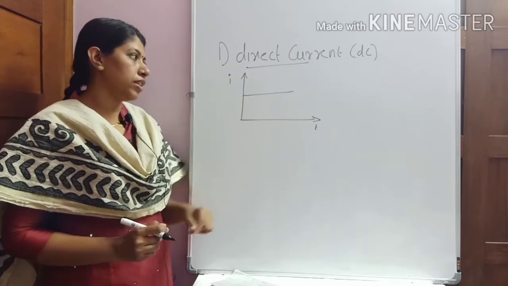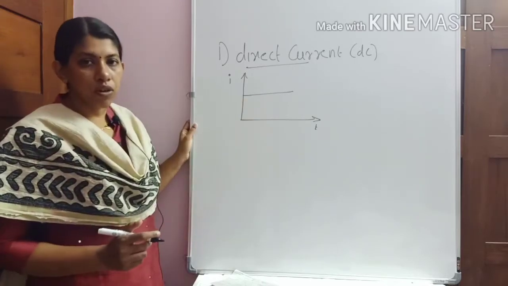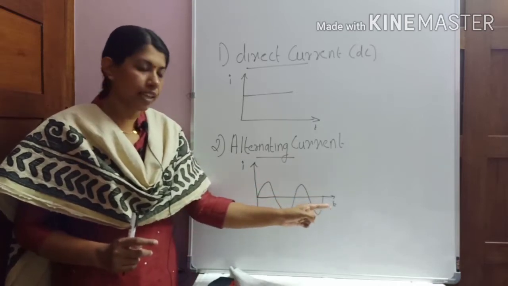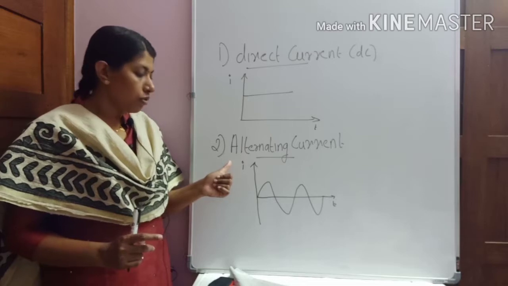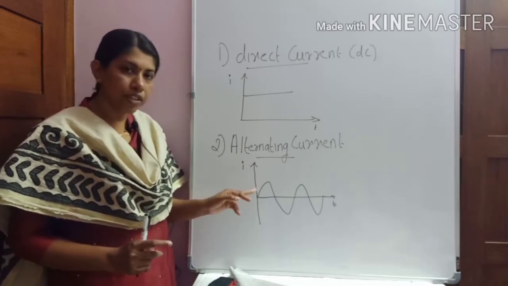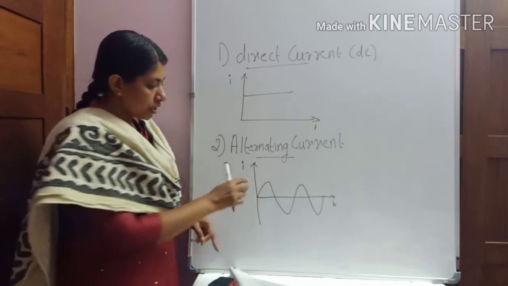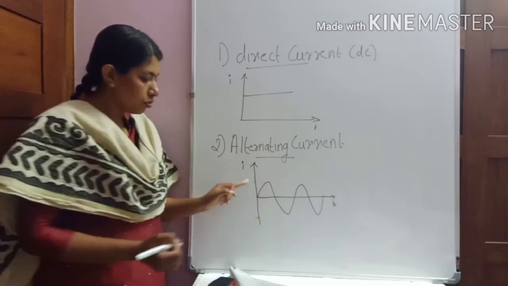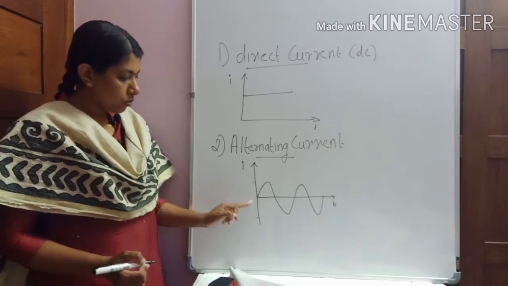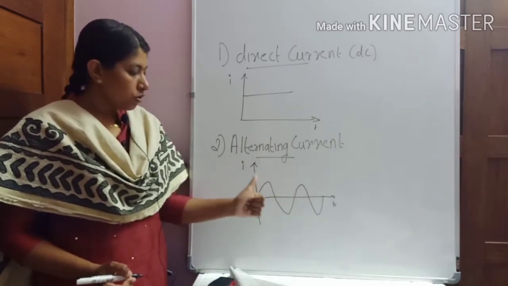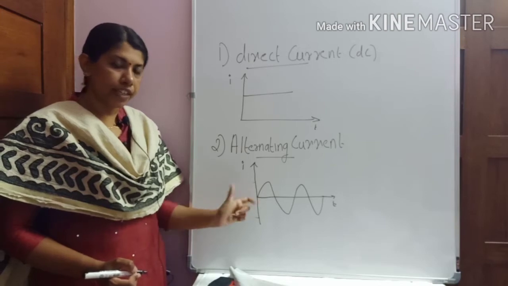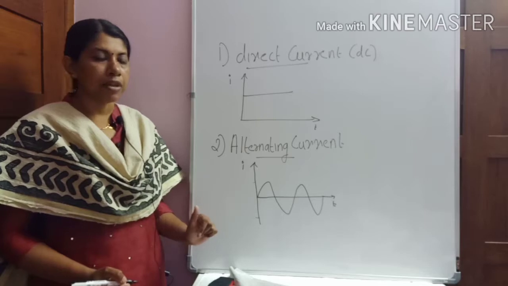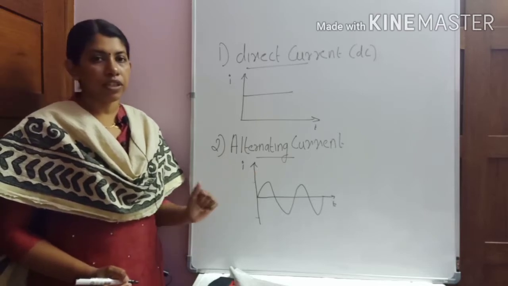It will be constant. Now we will discuss what an alternating current is. We have plotted time t on the x-axis and the current I on the y-axis. If you see the graph, you can see that the magnitude has both positive and negative sides. Also the direction is changing. So in AC, or alternating current, the magnitude as well as the direction of the current is changing with time. That kind of current is called alternating current.